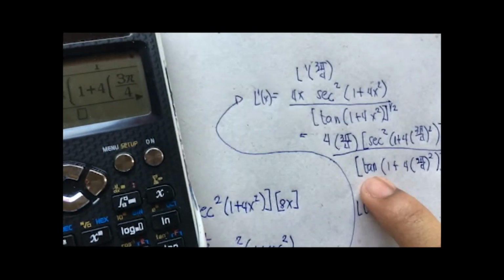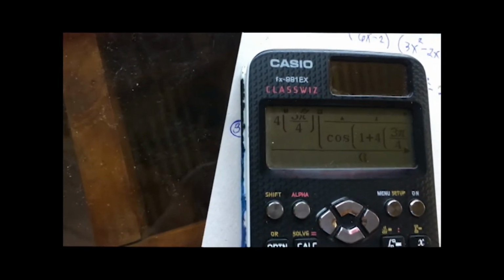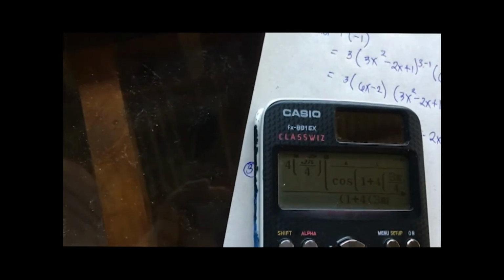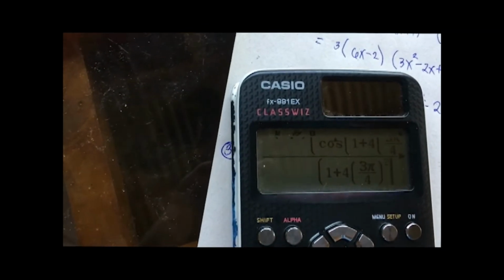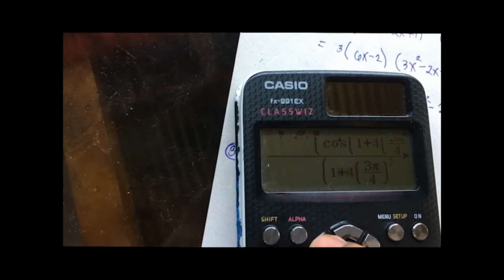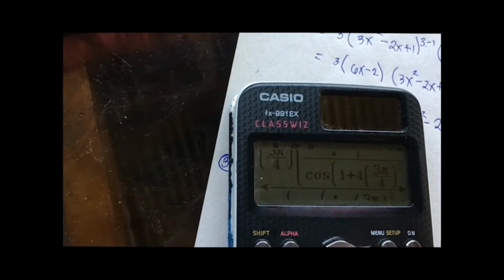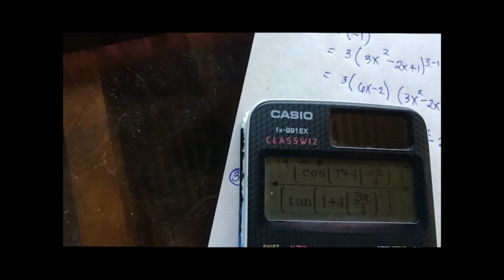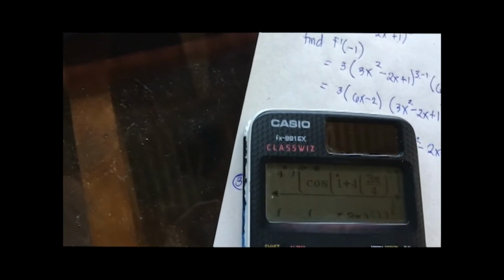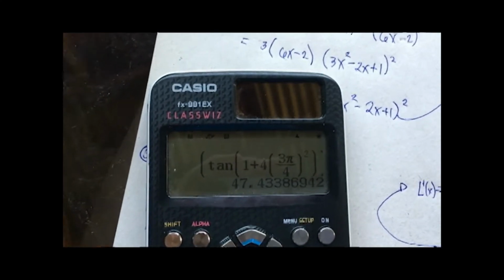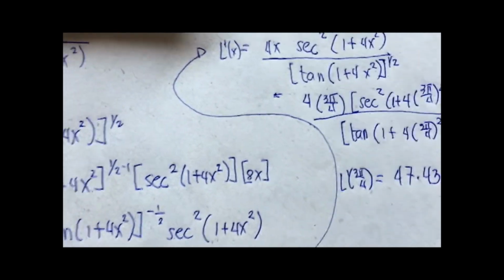Next, let's do the tangent. Down. Down. Tangent. Oh, there's a parenthesis first. So, parenthesis, 1 plus 4 times 3 pi over 4 squared. Oh, I forgot to put tangent. So, wait, I forgot to put tangent. There. Squared. Close. Another close. Raised to 1 half. So, this is now your final answer. Earlier, the value is 47.43.